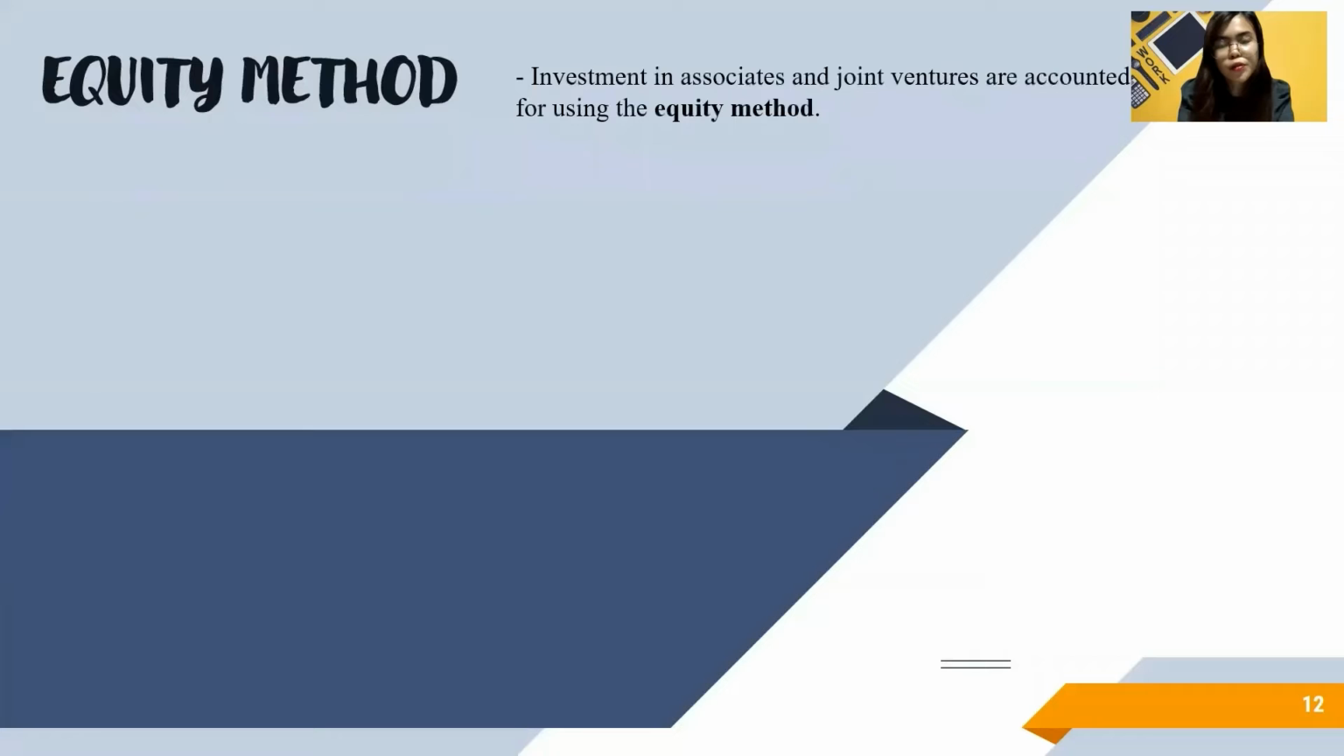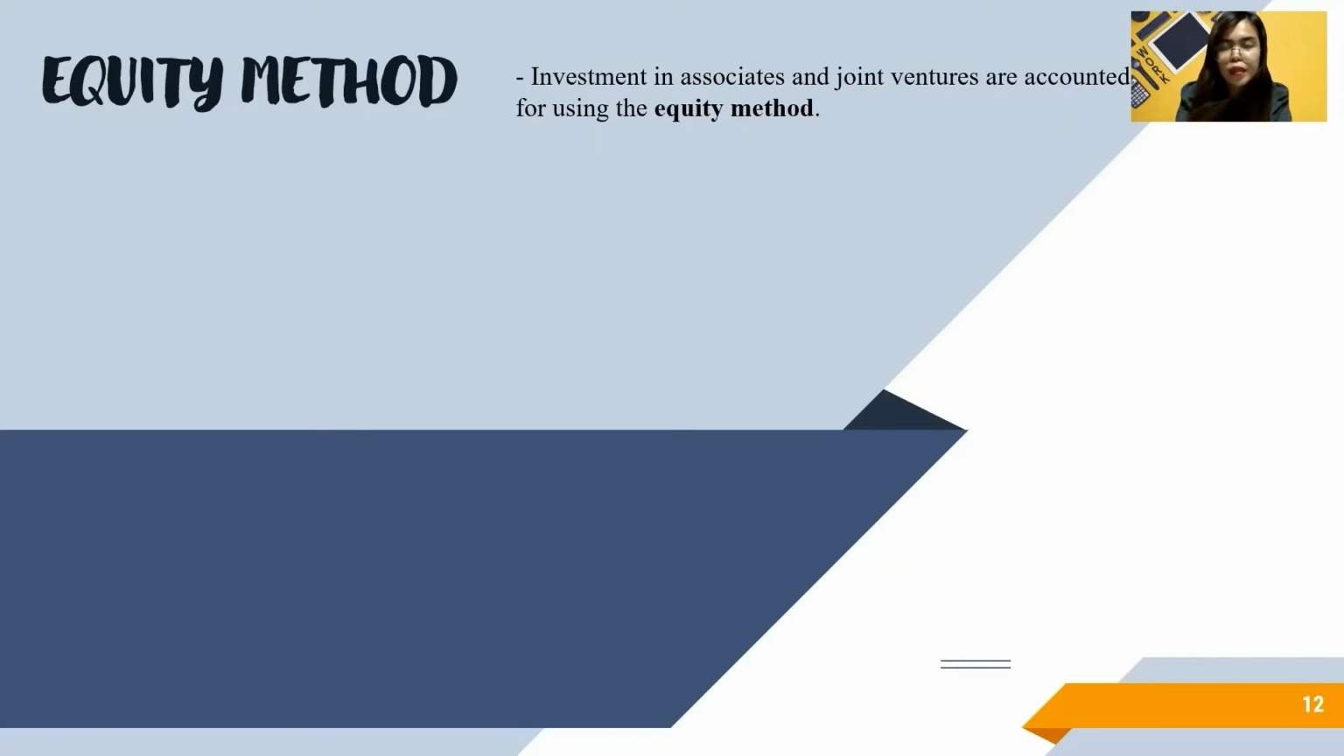So ngayon, let us proceed to the equity method. So under PAS 28, ito daw yung accounting for investment in associate and joint venture. So yung accounting treatment na gagamitin natin sa ating investment ay tinatawag na equity method. At under equity method, ang concept daw behind this accounting treatment is that the investor and the investee are viewed as single economic entity. Ibig sabihin nito, the investor and the investee are one and the same.